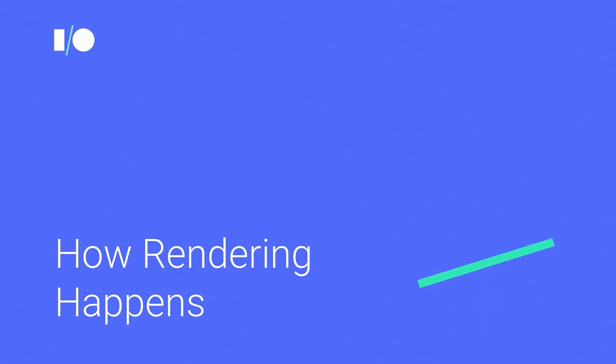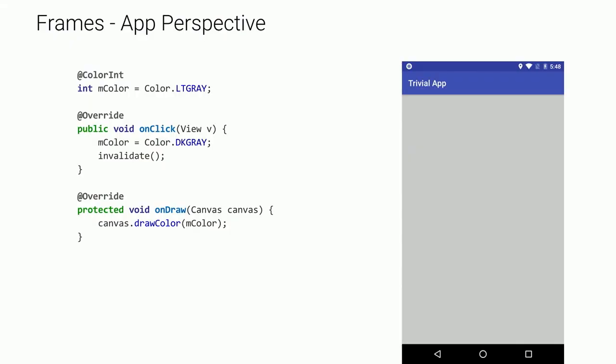So let's take a little step back and say, OK, how does rendering actually happen in the UI toolkit? Well, there's the app perspective, so what's going on in your application, and then we'll take a look at what the framework is actually doing on your behalf. So here's some simple code. We have this color. Things are light gray right now, and when the user clicks in the middle of this custom view, we're going to change the color. We're going to tell the view that it needs to invalidate itself, and then it's going to redraw in the new color. So user clicks on the screen. That sends an event into the onClick method. We're going to change things around. Then we're going to invalidate.